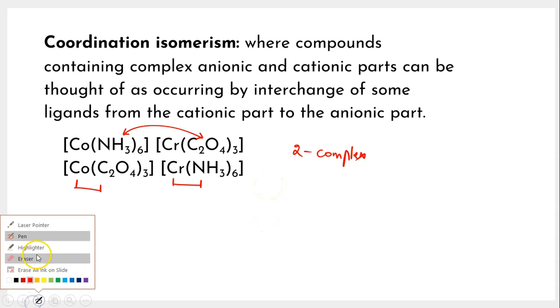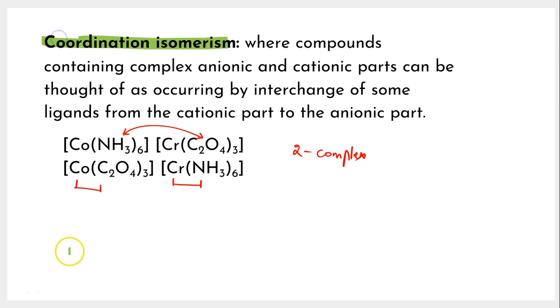So basically, coordination isomerism is a phenomenon in which you are exchanging the place or the position of the ligands from their original complex to the adjacent complex. So due to this interexchange, what happens? You will be having a new complex formed.